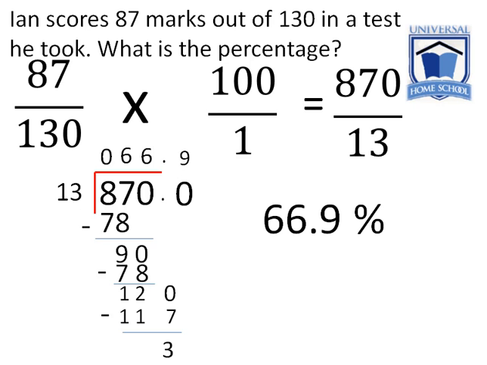So our answer would be 66.9%, or if we want to round it up to the nearest whole number, we would get 67%. So Ian's mark, which was 87 out of 130, would be 67%. Ian got 67% in his test.